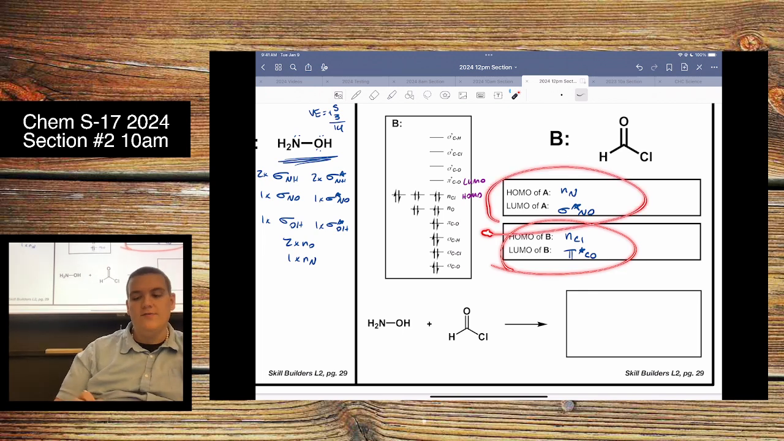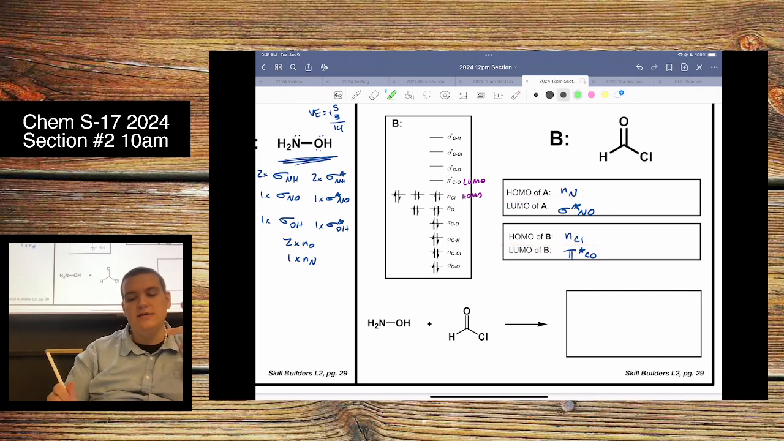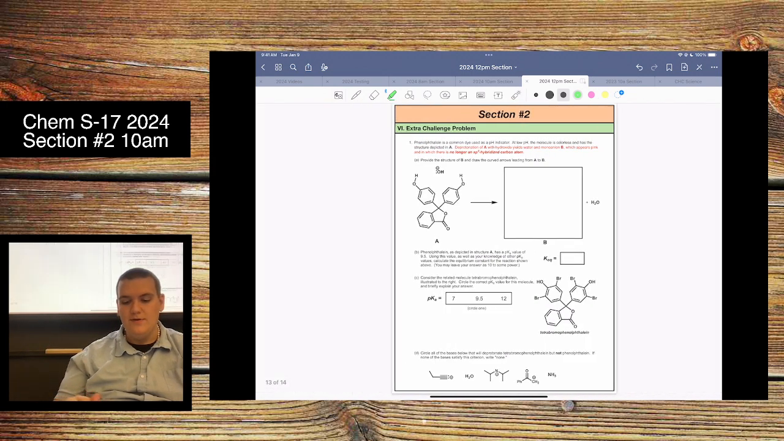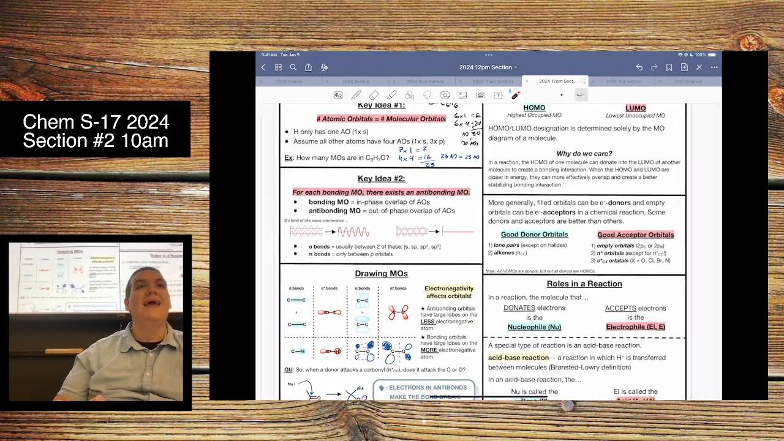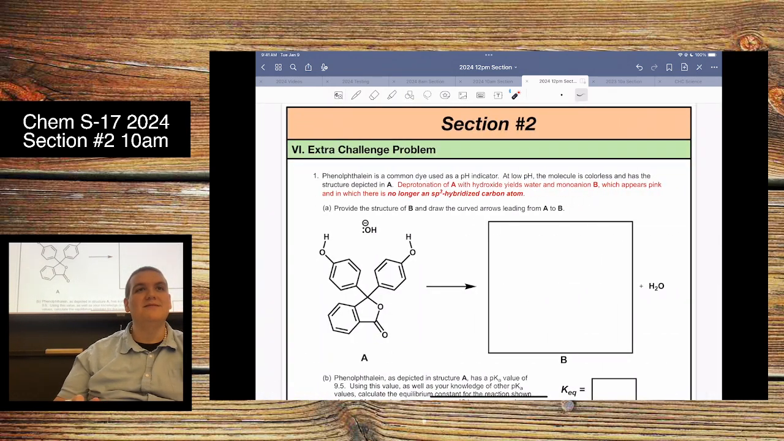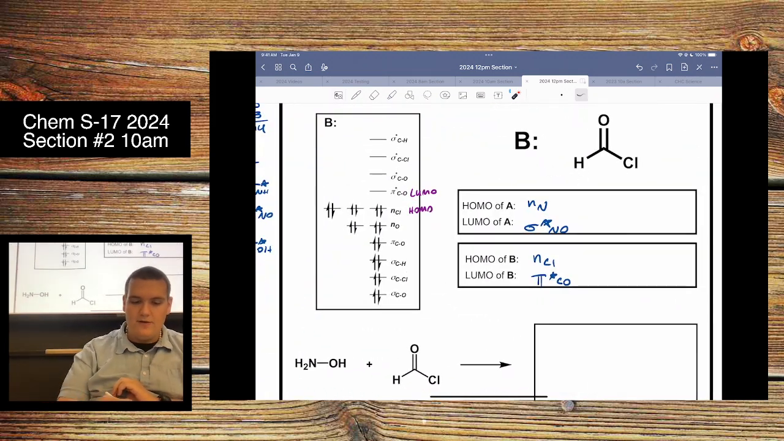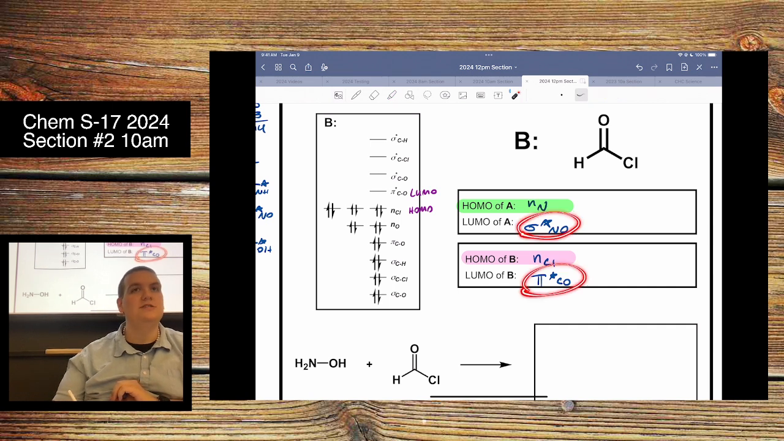So now let's ask ourselves, which is going to be the better donor between these two? So if we have a lone pair on a nitrogen and a lone pair on chlorine, which one's going to be a better donor? I hear both. Let's go back to our good donor rules. Our good donor rules say lone pairs except for on halides. So the nitrogen's going to be a better donor. And that kind of goes against electronegativity things, right? So it's a little confusing, which is why we need to remember that's the exception. So the better donor here is the lone pair on the nitrogen, and then the losing donor is the lone pair on the chlorine. And then between a sigma star and a pi star, which is lower in energy?